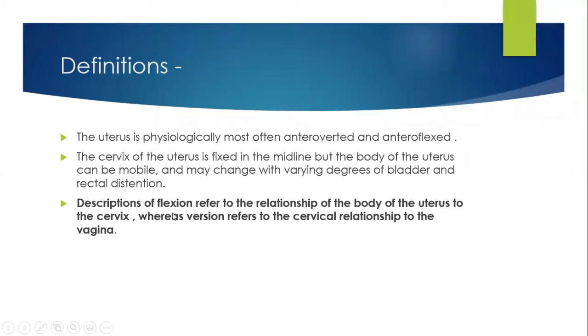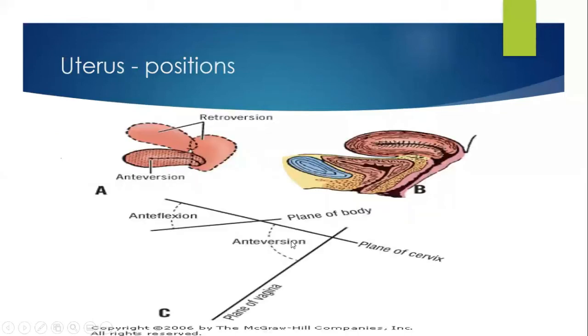So descriptions of flexion refer to the relationship of the body of the uterus to the cervix. And version is the angle between the cervix and the vagina. So how to remember the word version? V and vagina. That means the cervix is constant. So any angle between the cervix and the vagina is the angle of version, and the angle between the cervix and the body is the angle of flexion.